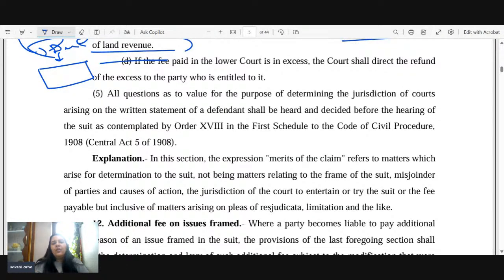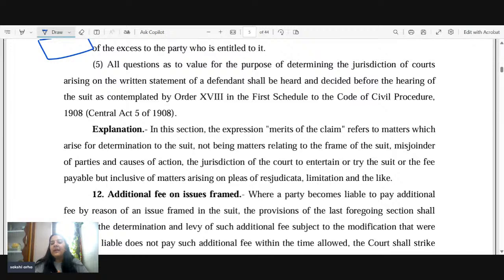Simple. All questions as to value for the purpose of determining the jurisdiction of court arising on written statement shall be heard and decided before the hearing of the suit. So whatever question arises with regard to jurisdiction of court, that shall be heard before the hearing of suit. Simple. Subsection 5 is not important.